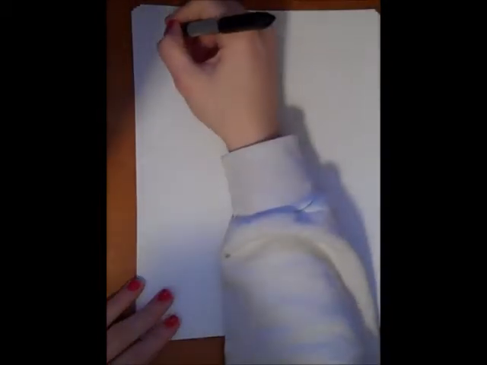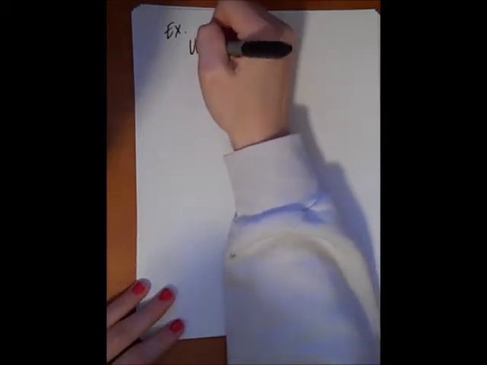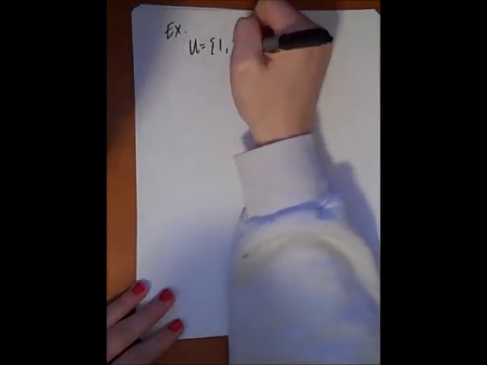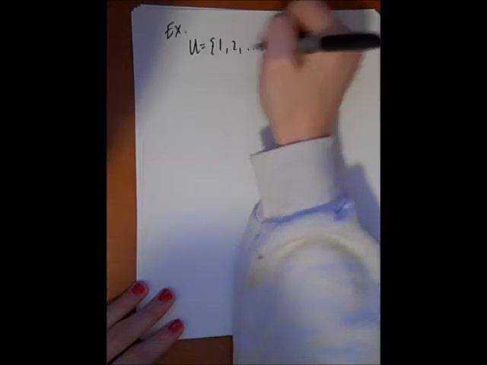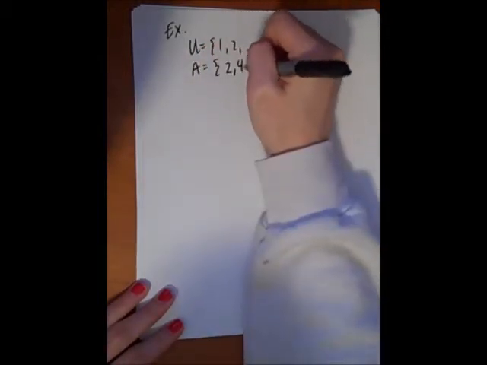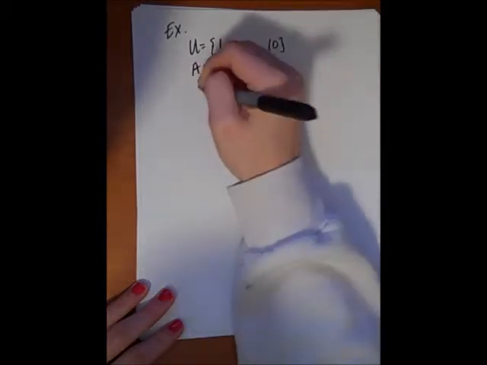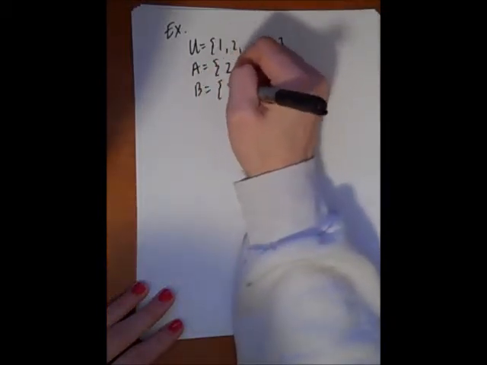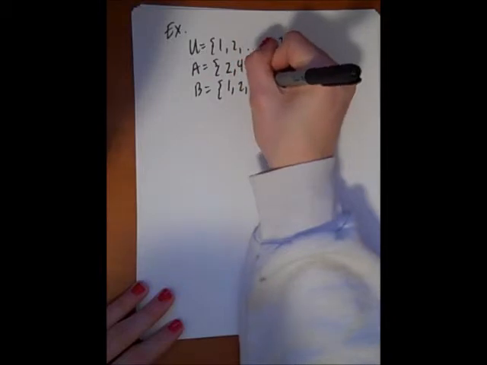So let's do a kind of big example of this. Let's say that U is again the numbers 1 through 10. Let's say that A is the numbers 2, 4, and 6. Let's say that B is the set of numbers 1 through 5.